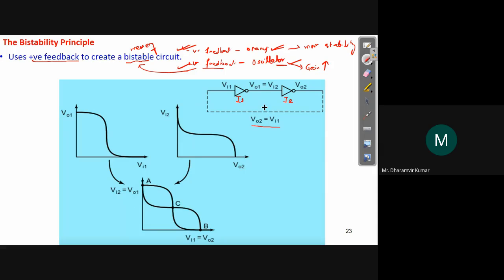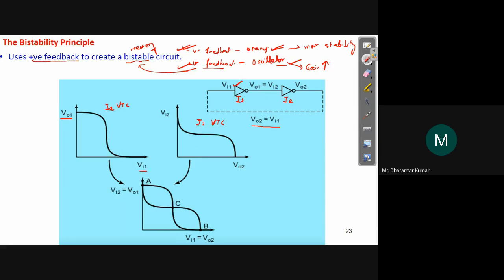Okay. Now, if we know the VTC characteristic for this I1, and this is I2 VTC. Now look here, I1 VTC is the curve between its input voltage Vi1 and its output voltage VO1, and we know that since this is an inverter, the output is the inverted form of the input. We are aware of this thing.